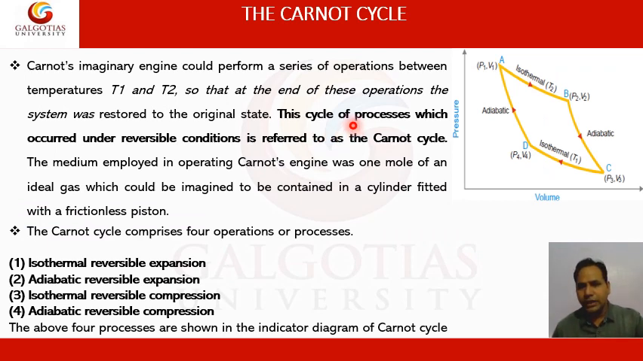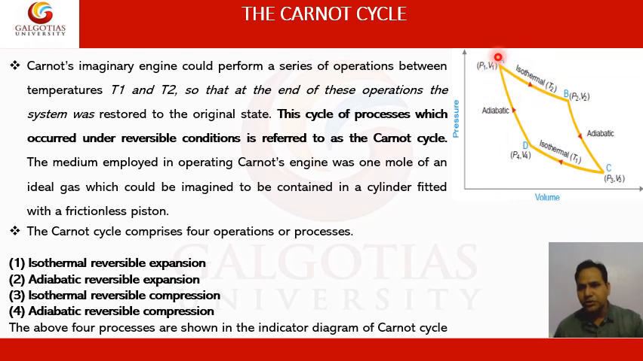Here showing the Carnot cycle. The Carnot cycle is an imaginary engine that could perform a series of operations between temperatures T1 and T2, so that at the end of the operations the system was restored to its original state. This cycle of processes which occur under reversible conditions is referred to as the Carnot cycle. The medium employed in the Carnot engine was 1 mole of an ideal gas, which could be imagined to be contained in a cylinder fitted with a frictionless piston.